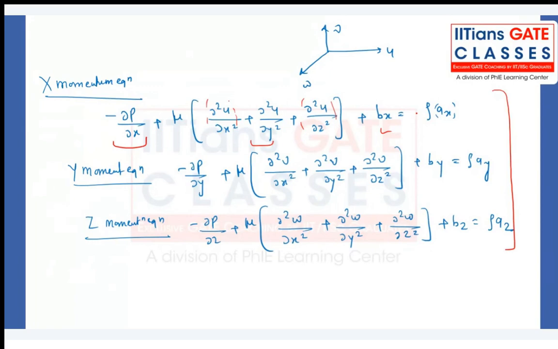Done. Is it over? See, dou p by dou y, what is the unit? Newton per meter square per meter. So Newton per meter cube. So that is a force, pressure force per unit volume.